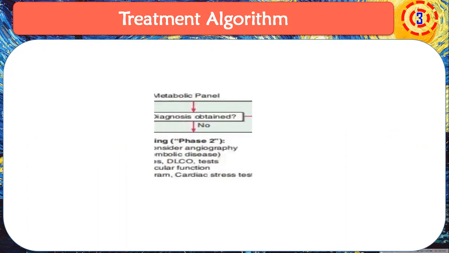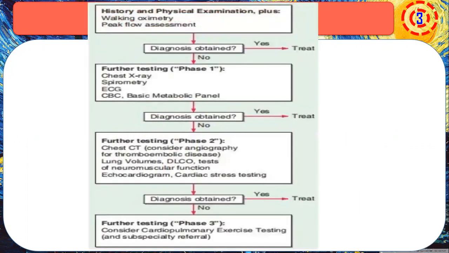So, moving on to our treatment algorithm. Here, we have the first thing that is history, physical examination, and walking oximetry or peak flow assessment. So if these assessments would give us our diagnosis, then we have to straight away treat the cause if possible. Or, as we said earlier, limit the progress or severity of disease and prevent further complication.